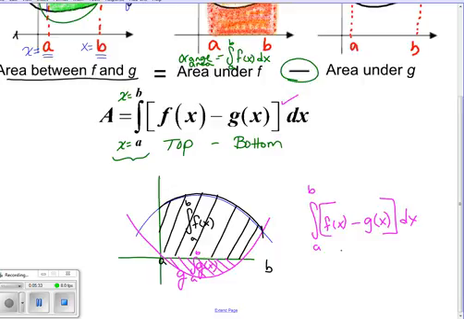Well, we know f of x would be positive. This is positive because it's above the x-axis. And this g of x would actually get a negative value. And look what happens to us. We end up with positive plus more area. So it will really add up and give us the total as well. So top function minus bottom function will always work.